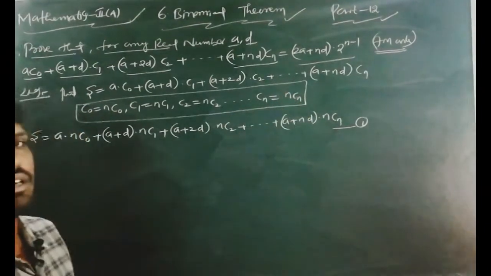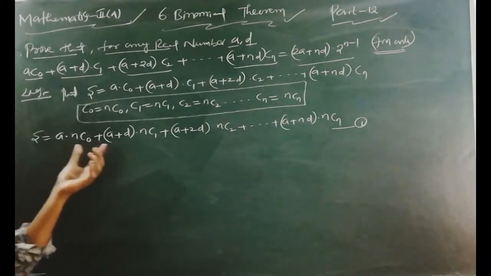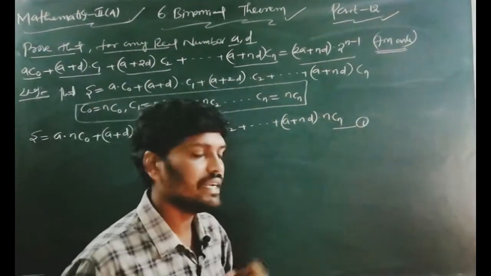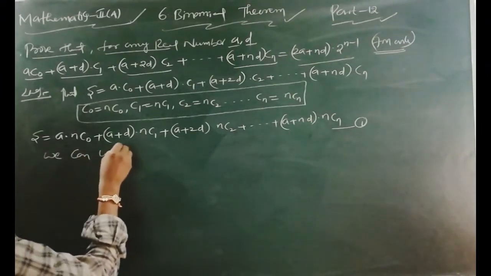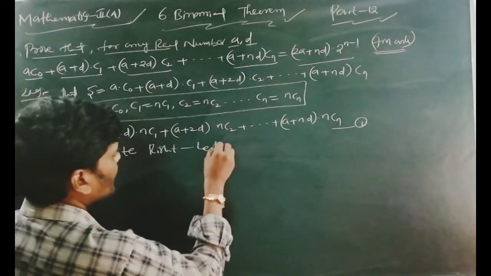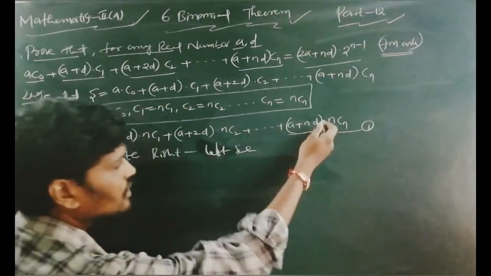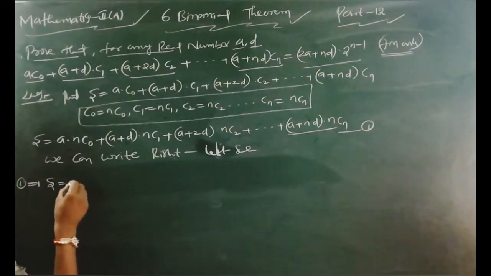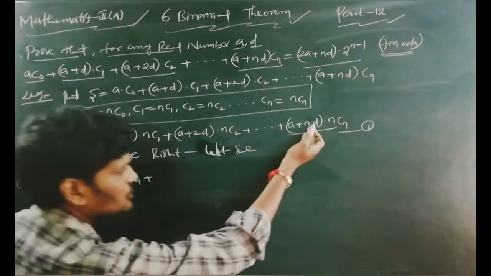In this equation 1, this is the left to right sequence: a·nC0, (a+d)·nC1, (a+2d)·nC2, and so on, (a+nd)·nCn. This equation 1 you can write as a right to left sequence. Equation 1 implies S is equal to (a+nd)·nCn. This is the first term of the right hand side.